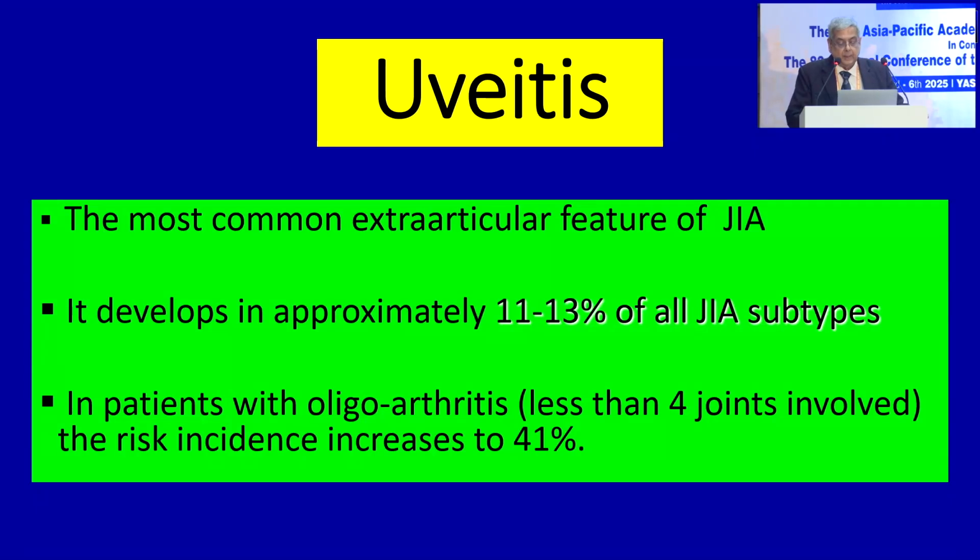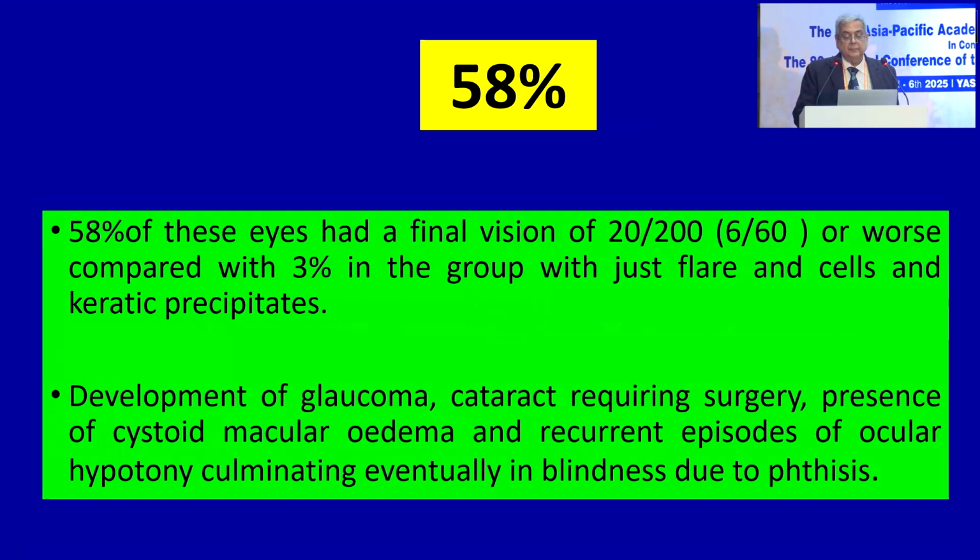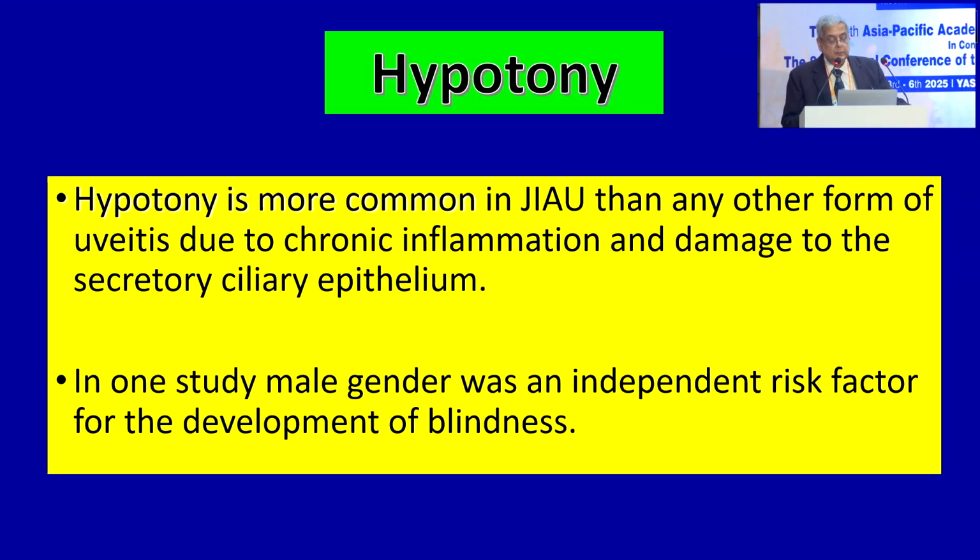The most common extra-articular feature of JIA is uveitis. It develops in approximately 11 to 13% of all JIA subtypes, and in patients with oligoarthritis, less than 4 joints involved, the risk increases to 41%. We have to tell the rheumatologists that children with arthritis should always have an ophthalmic examination. 58% of these eyes had a final vision of 20/200, that is 6/60, or worse, compared to the 3% who had just cells. Development of glaucoma, cataract requiring surgery, presence of cystoid macular edema, recurrent episodes of ocular hypotony often lead to blindness due to phthisis bulbi. Hypotony is more common in JIA than any other form of uveitis because there is chronic inflammation and damage to the secretory ciliary epithelium. Male gender was found to be an independent risk factor in some studies for the development of blindness.